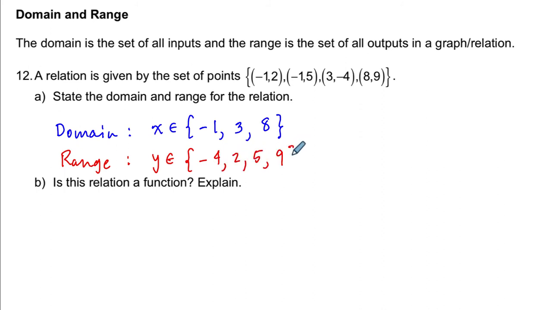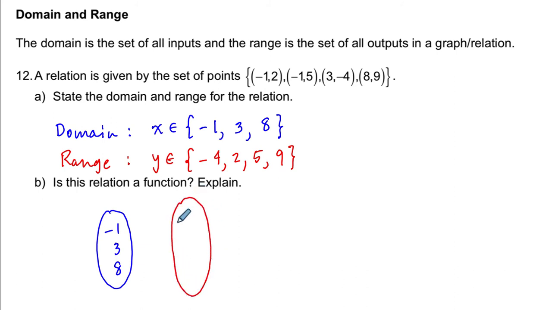So we've listed the domain and the range, but we often want to find out if the relation is actually a function. And we do this with a mapping diagram. I'm going to put all the inputs in the first oval, and then I'm going to put all of the outputs in the second one. And I'm going to connect them from one input to its corresponding output pair using an arrow.